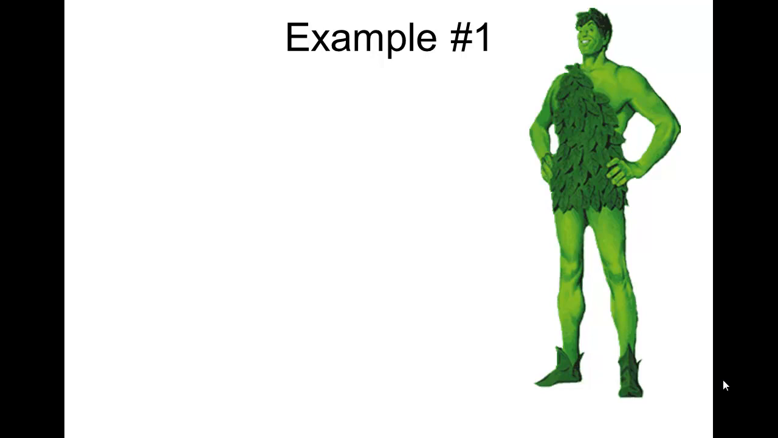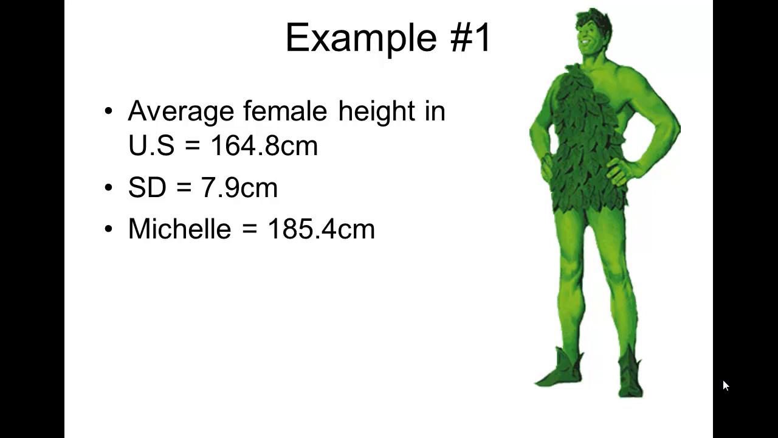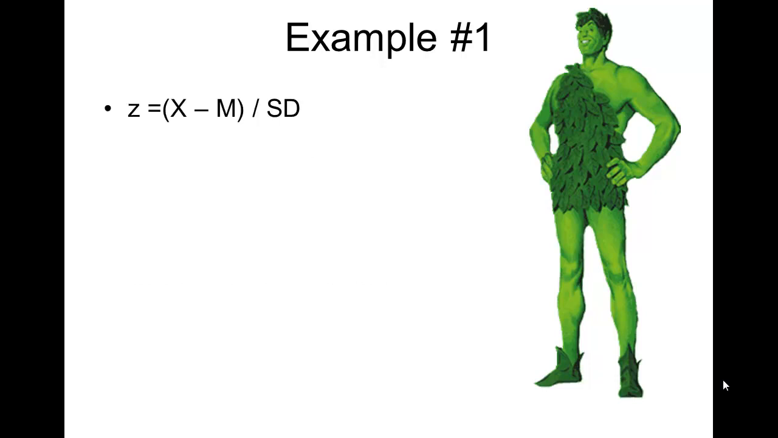So let's look at a couple of examples related to height. When I was a kid, I used to get called the Jolly Green Giant because I'm very tall. So if we want to know how tall I am exactly, we would have to find out the average. And in the United States, the average female height is 164.8 centimeters with a standard deviation of 7.9 centimeters. And I'm 185.4 centimeters. So if we wanted to know where I fall in the distribution, just how far above the mean or how far above the average I fall, we could calculate a z-score.